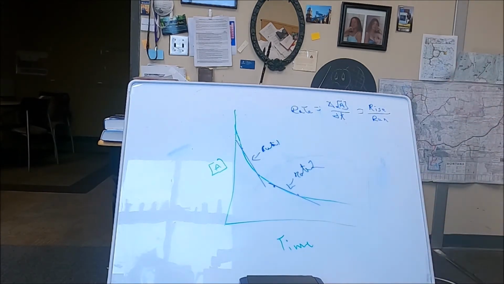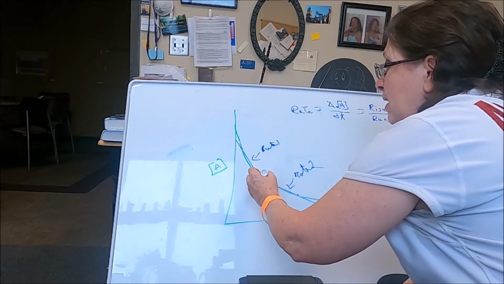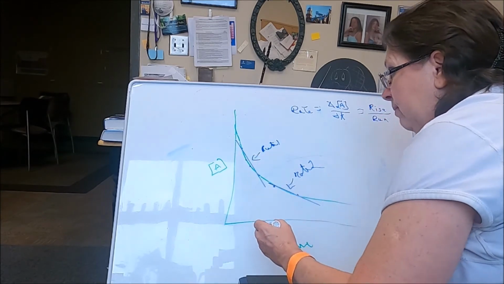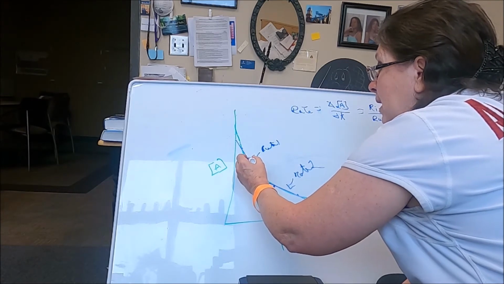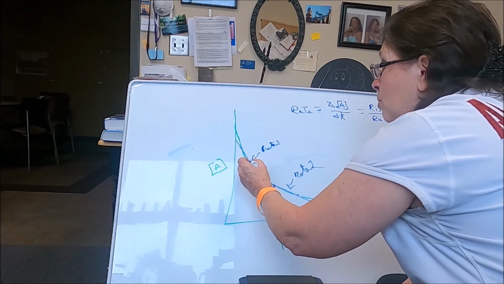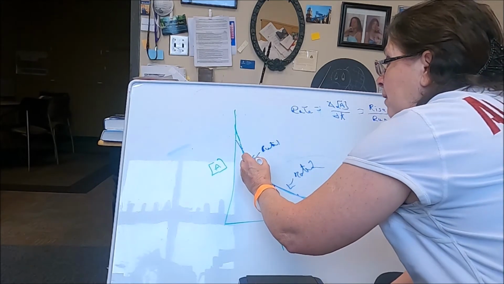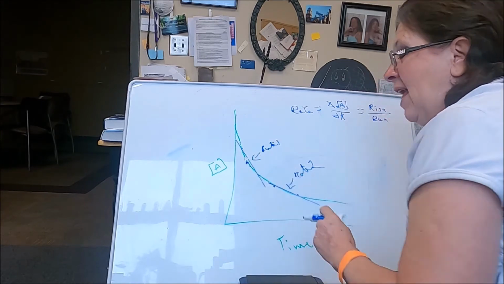So if we started taking smaller and smaller delta T's, so instead of going between here and here, I go between here and here. And then I get smaller and I go between here and here. And I get smaller until I get to a single point. Okay, so I'm going to put my point of interest kind of in the middle of that.